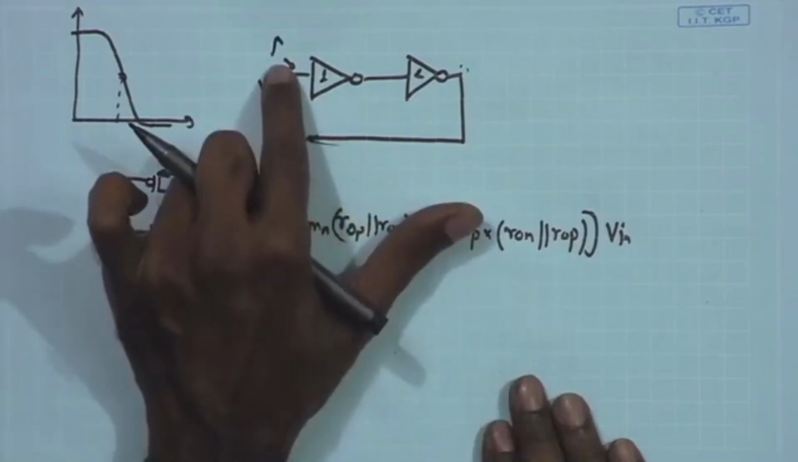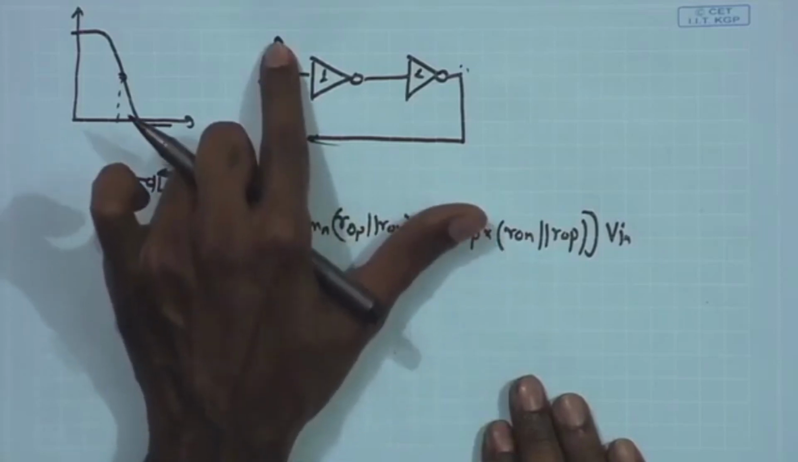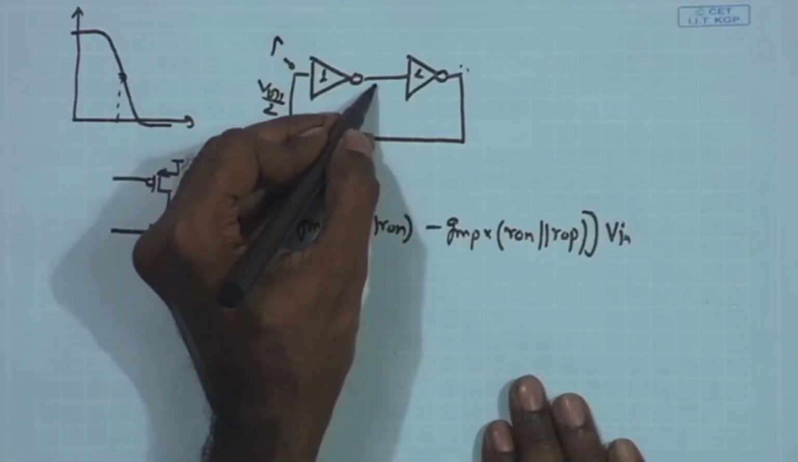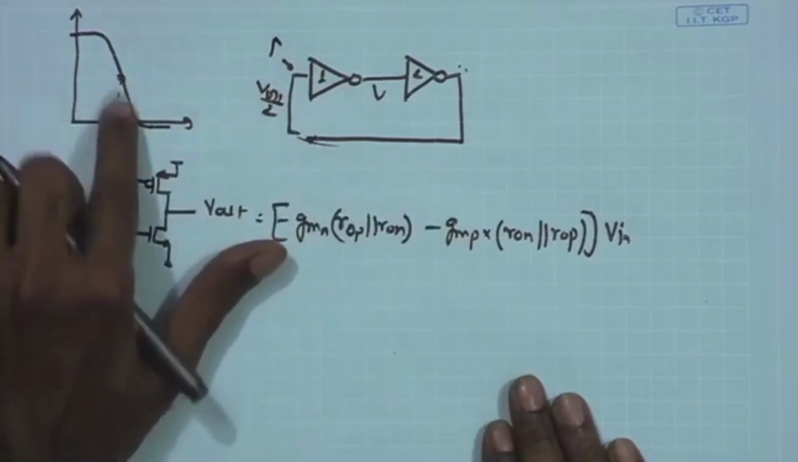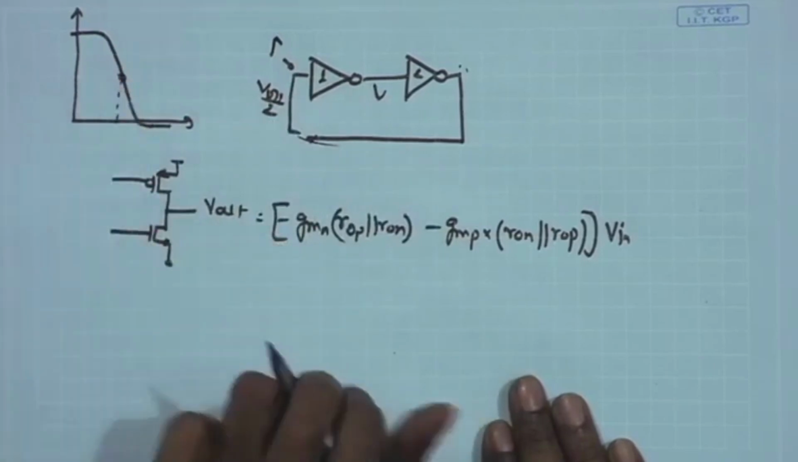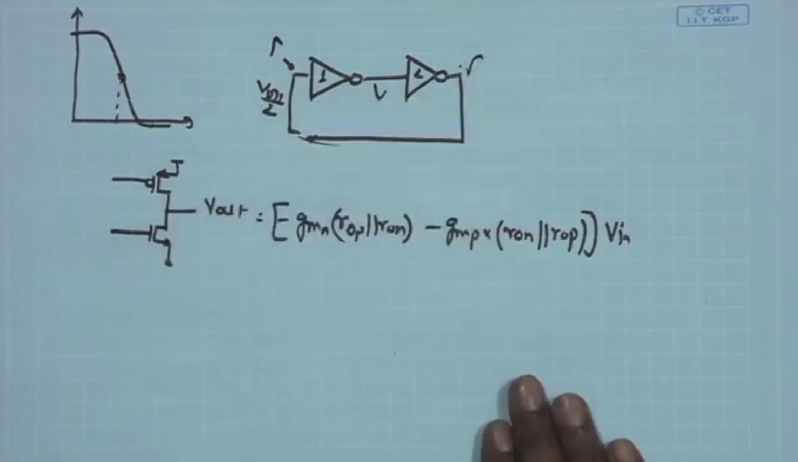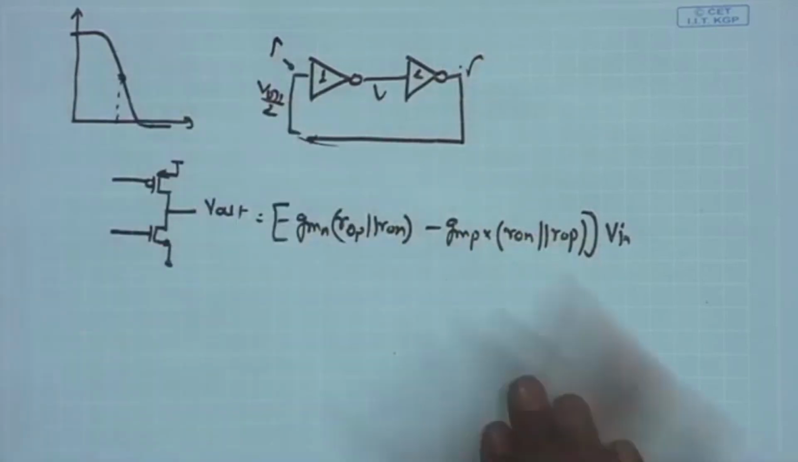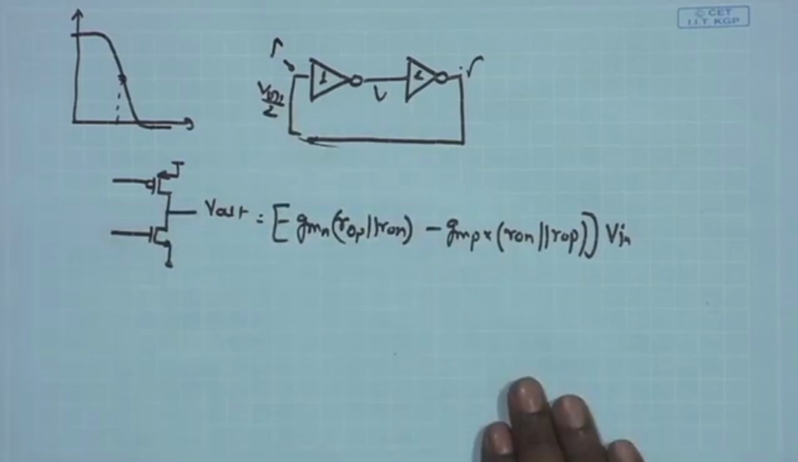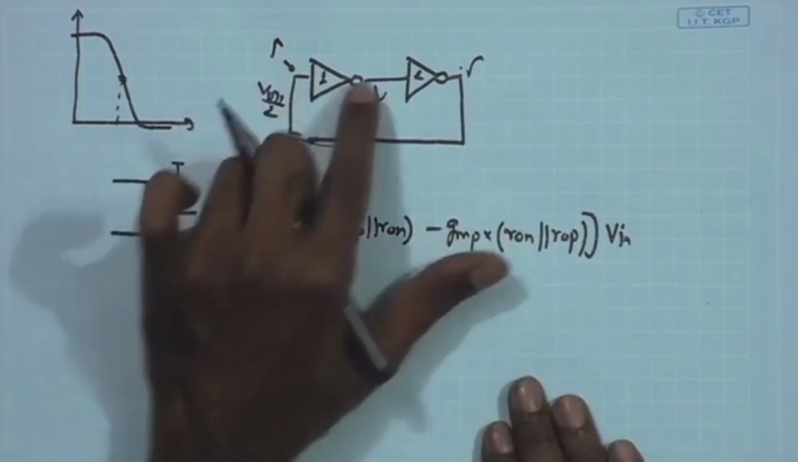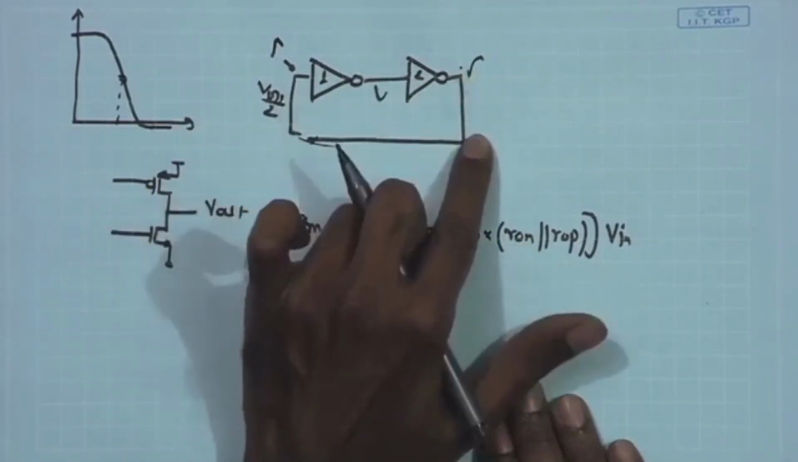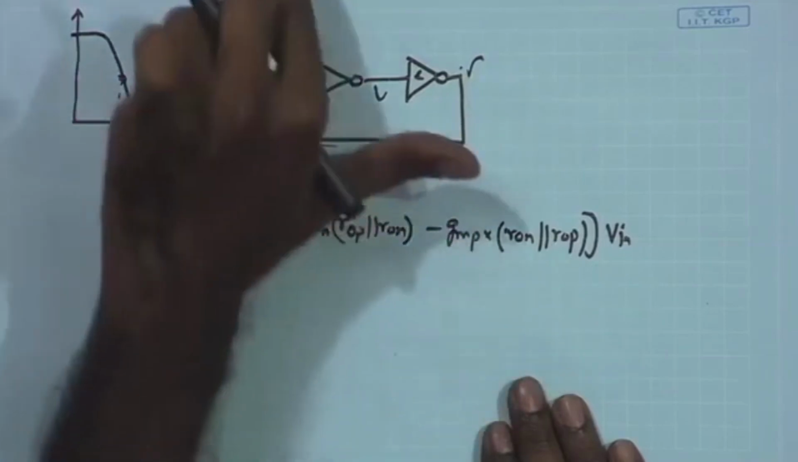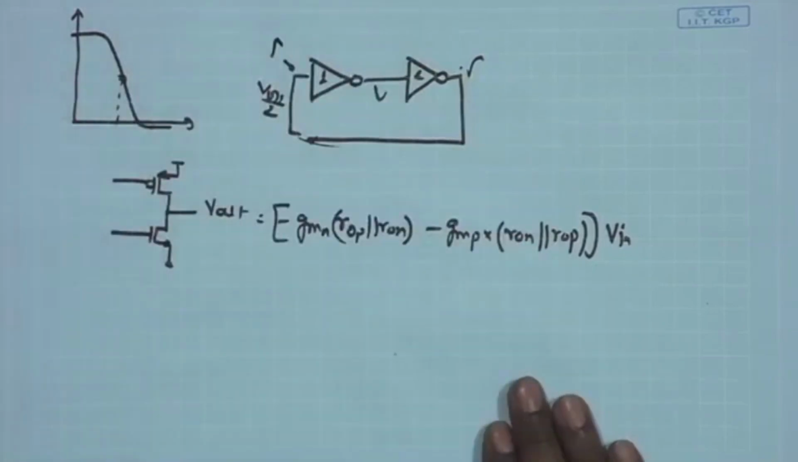So, here if you see, if this goes a little bit higher than VDD by 2, this is going to go down by a larger amount, because you are in the high gain region, and as a result this is going to go up by a further larger amount, therefore supporting the same change. Therefore, we have a positive feedback established. Likewise, if it is going down, it will be going up, and it will be going down even more strongly. Therefore, it will be supporting the same direction of change.